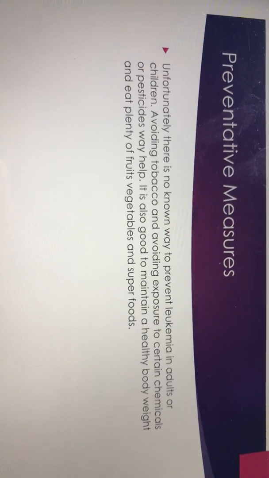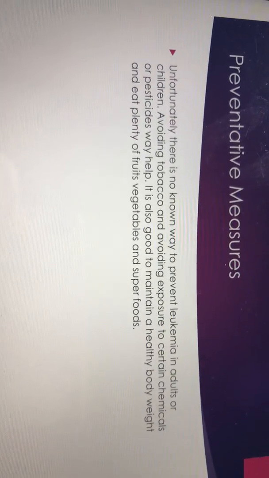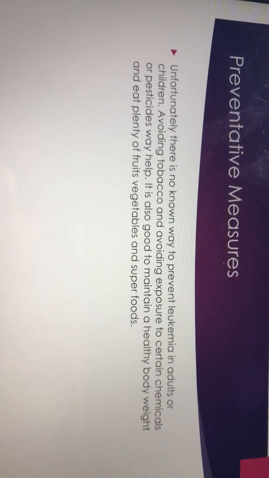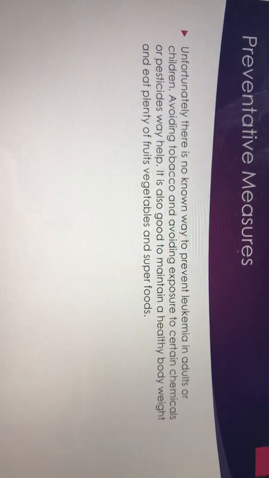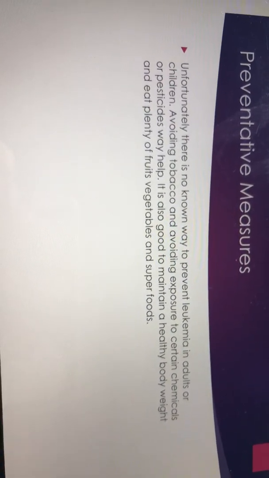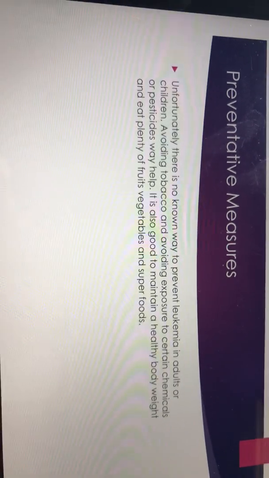Unfortunately, there's no known way to prevent leukemia in adults or children, but some preventative measures may be avoiding tobacco and avoiding exposure to certain chemicals and pesticides. It's also good to maintain a healthy body weight and eat plenty of fruits, vegetables, and superfoods to help build your immune system.